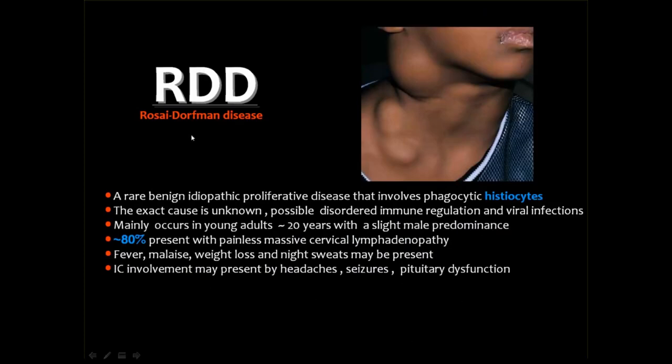This is Rosai-Dorfman disease, which is a rare, benign, idiopathic proliferative disease that involves phagocytic histiocytes. The exact cause is unknown, but a disorder of immune regulation or viral infection is suspected. The disease mainly affects young adults around 20 years of age, with slight male predominance. About 80% of the patients present with painless, massive cervical lymphadenopathy.